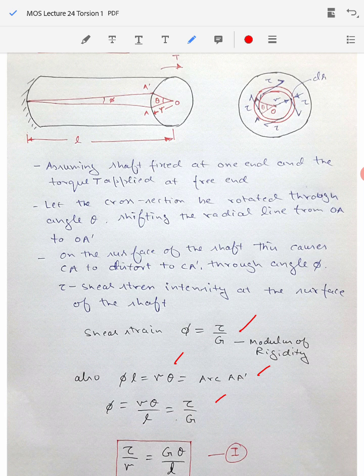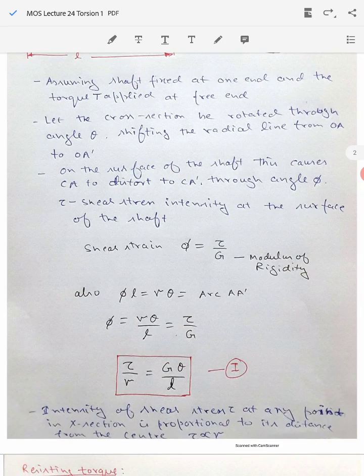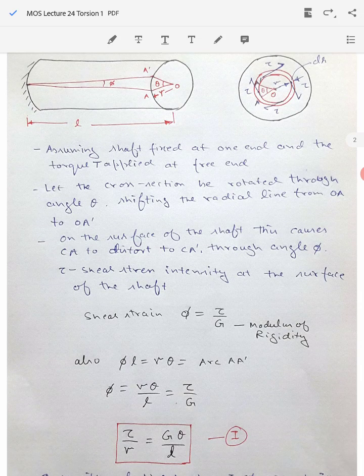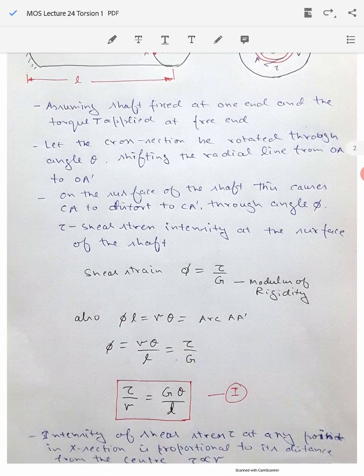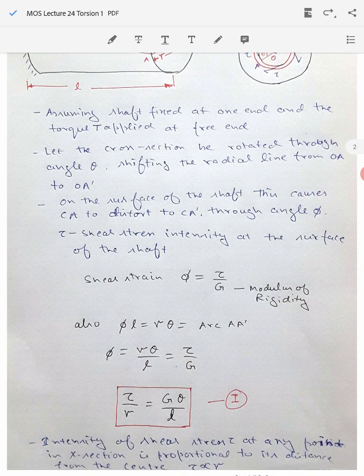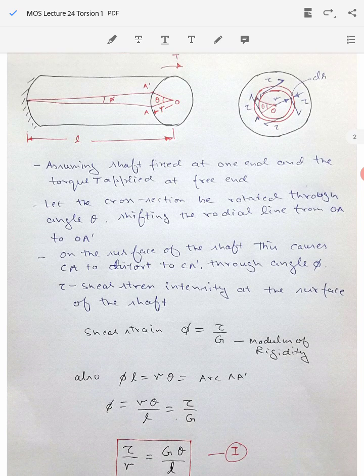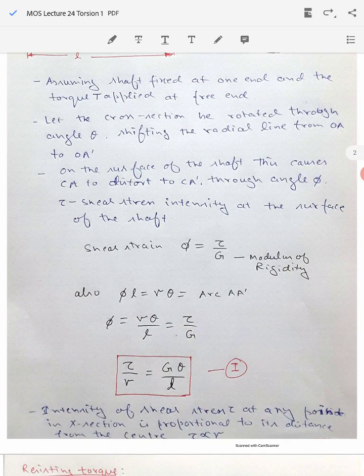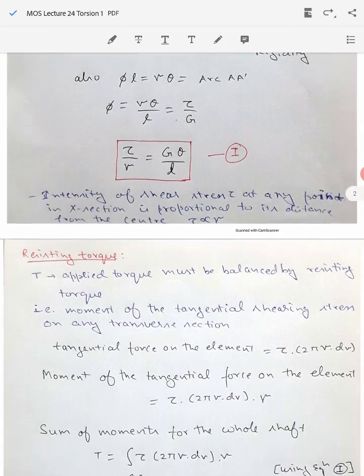So this gives me tau by R equal to G theta by L. This is an important relation here between shear stress, angular deformation theta, and the fiber we are talking about situated at a distance R. This also tells us that the intensity of shear stress is proportional to the distance of the point from the center, because tau is proportional to R. You can see from this relation that tau is proportional to R. R is the distance of the fiber where we are trying to find the stress value, its distance from the center is R, so tau is proportional to R. So this is the relation that we get here.